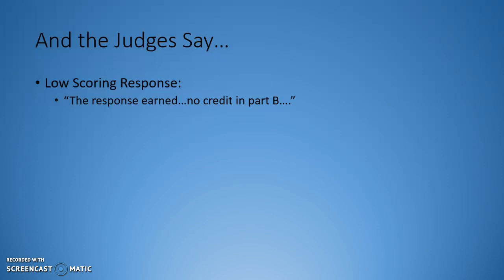And the judges say, that is the readers, the response earned no credit in Part B. And really they earn no credit because they're supposed to be explaining about it, they're supposed to be talking about it, and it's a list, first of all. But it's also a list that doesn't address the prompt. Right?